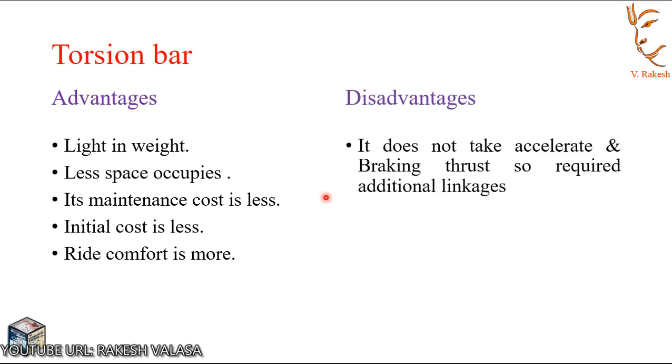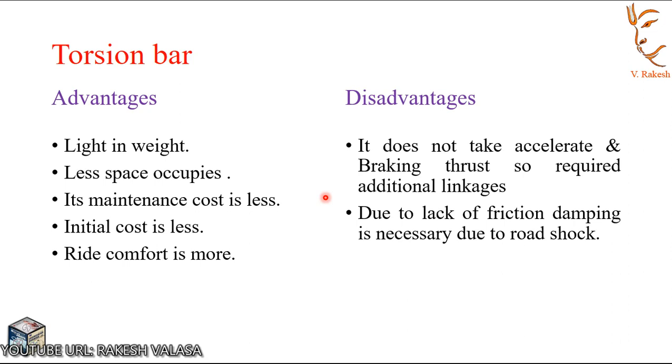It does not take acceleration and braking thrust, so additional linkages are required. Due to lack of friction, damping is necessary due to road shocks. Next, see the applications of torsion bar. Sports utility vehicle, Tata Safari, Tempo trucks.